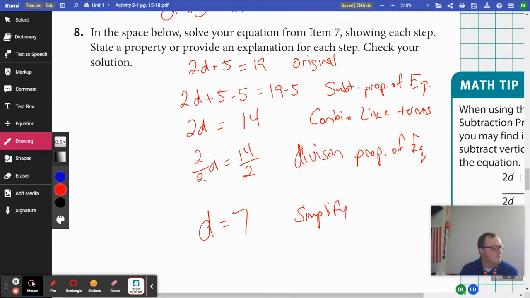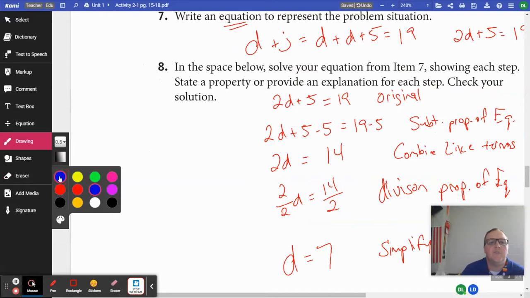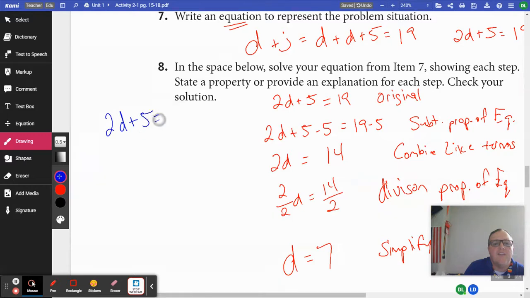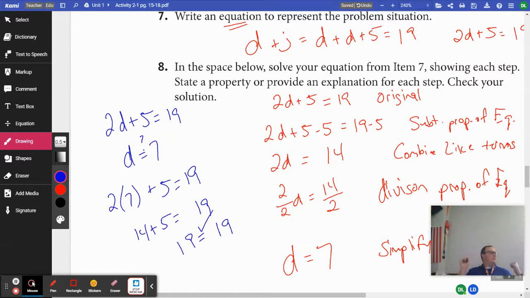It says check your solution to make sure that it is correct. So this means that 2D plus 5 equals 19. Well, what if D equals 7? That's the question. We're checking to see if that works. So 2 times 7 plus 5 equals 19. 14 plus 5 equals 19. 19 equals 19. Yes, it does work.